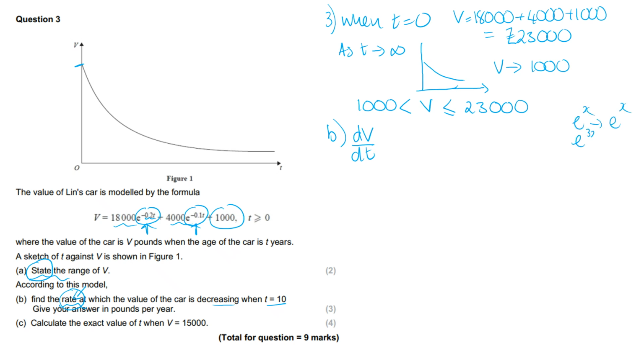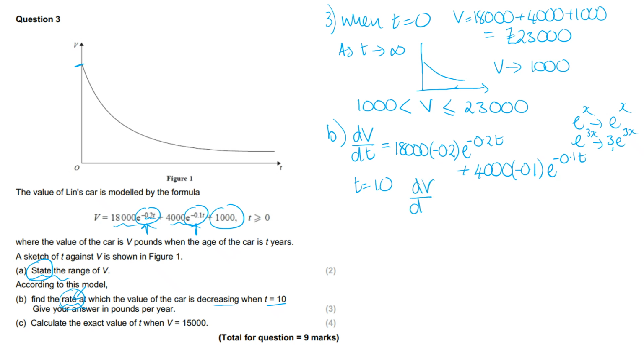e to the 3x, when you've got a coefficient in front, differentiates to 3e to the 3x by the chain rule. So because we've got these minus 0.2s and minus 0.1s, they need to come down. So you're going to have 18,000 times minus 0.2 e to the minus 0.2t plus 4,000, and then that minus 0.1 will come down, e to the minus 0.1t, and then the 1000 will just go out. So all we need to do is substitute in t is equal to 10 on our calculators into that. The rate dV by dt is minus 634.